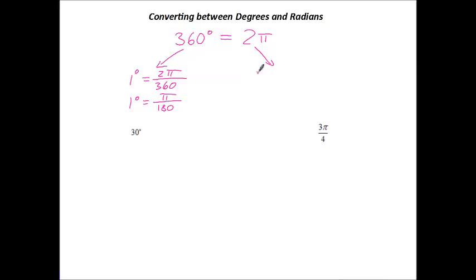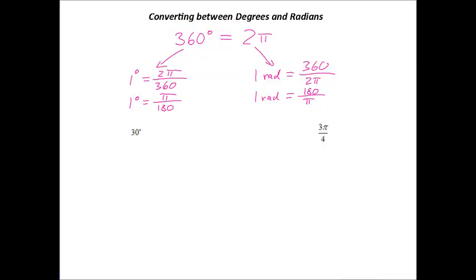Likewise, 1 radian is 360 divided by 2 pi. Just the other equation flipped. And again, we are also going to simplify this to get 180 over pi. And these are the two formulas we're going to use to convert measurements from degrees to radians and back.